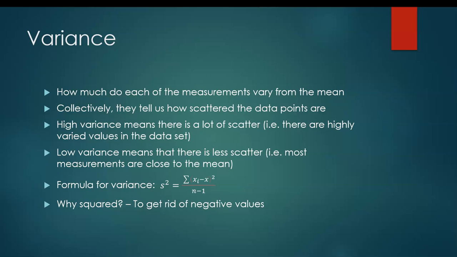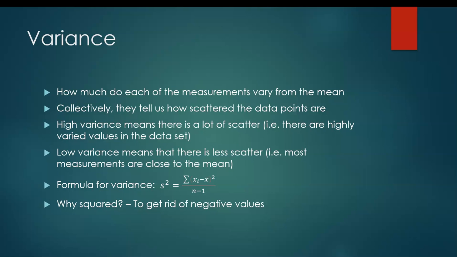Whereas the age of the Central Washington University students is going to be a much less scattered data set, because there's not going to be that many students that are really drastically higher or lower than the mean. So in essence, high variance means that there's a lot of scatter, that there are a lot of varied values in the data set. Low variance means that there is less scatter. In other words, most of the measurements are closer to the mean.